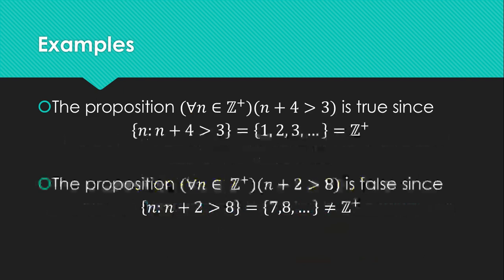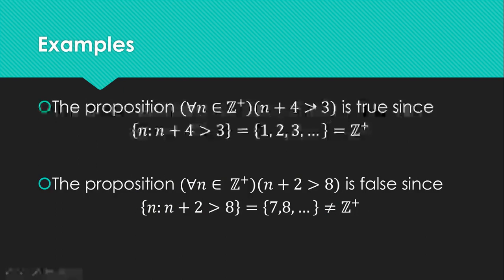First off, we have the proposition: for all n, elements of the set of positive integers, we have the propositional function n + 4 > 3. Now, this statement, which utilizes the universal quantifier, will be true.